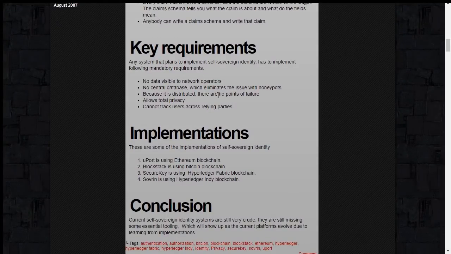Key requirements. So any system that plans to implement self-sovereign identity has to implement the following mandatory requirements. No visible data to network operators. So whoever is providing the network, they cannot see what data is going through them. Since there's no central database, you don't have an Equifax kind of a situation where they're storing all your credit history, your credit card information, and everything about you. If that gets compromised, it becomes a honeypot and people want to attack it.